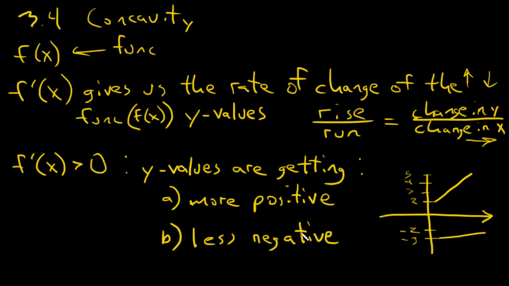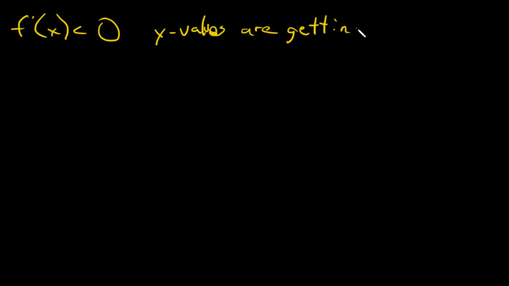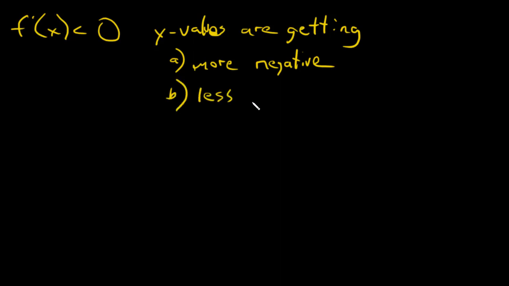Okay, now I can also say, let me clear this, that f prime of x is less than 0 means that we are getting the y values A more negative or B less positive.